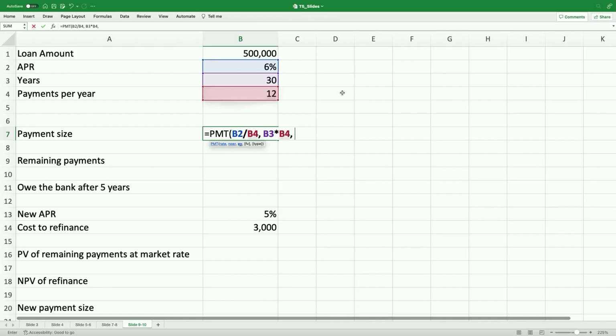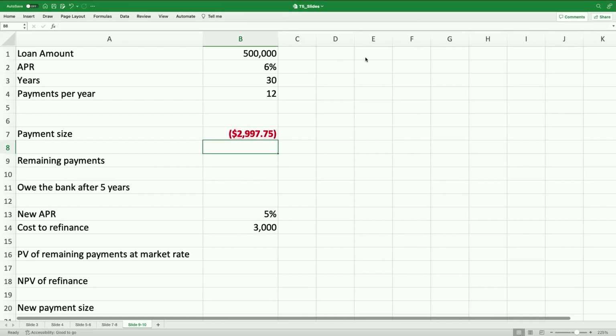Okay. The PV is the amount you need today to go buy your house. How much do you need? That's the amount of the loan, right? That's the amount you're receiving from the bank, $500,000. Close parentheses, your monthly payment is about $3,000, $2,997.75. Okay, good, that's part A.